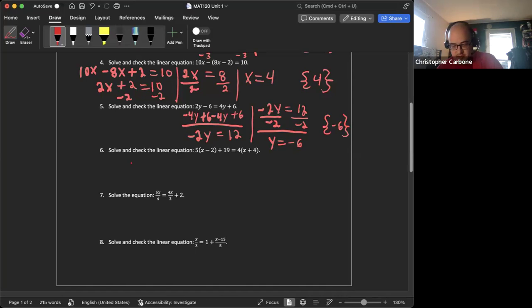The sixth one, this is 5 times x minus 2 in parentheses, plus 19 is equal to 4 times x plus 4 in parentheses. Distributing the coefficient in front of both sets of parentheses on either side of the equal sign. This is going to be 5x minus 10 plus 19 is equal to 4x plus 16.